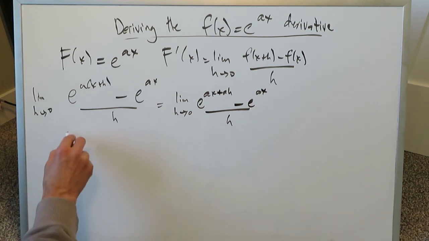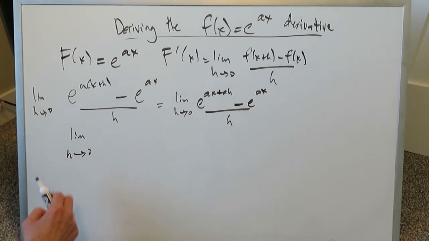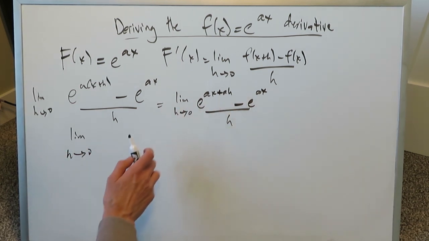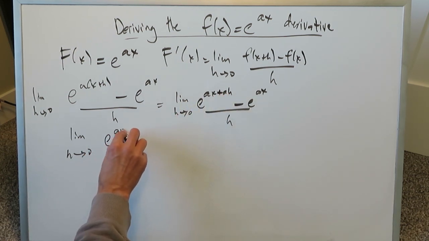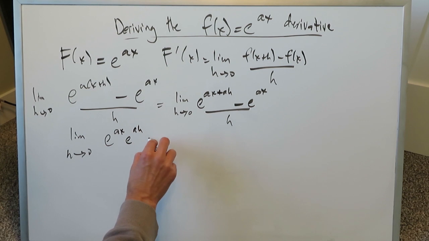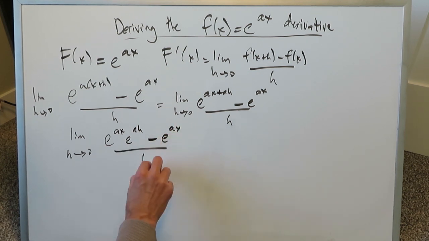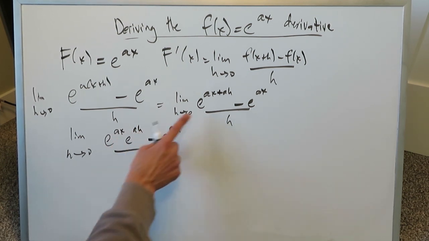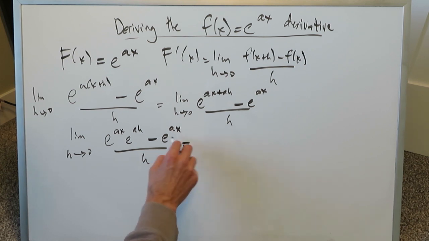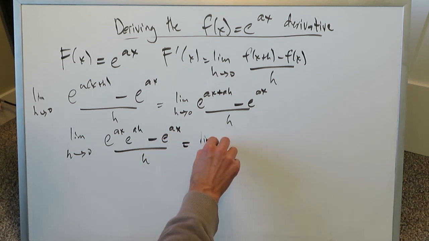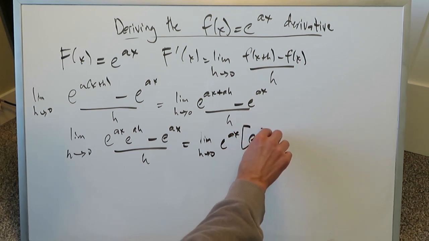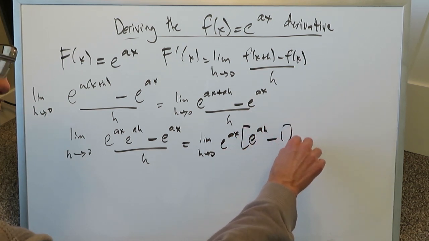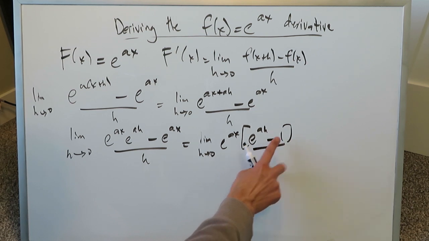You can rewrite this using the properties of exponents, same base. When you multiply them, their exponents add. You would really be looking at e to the ax times e to the ah, minus e to the ax, over h. You combine this and isolate e to the ax. You have limit h approaching 0, e to the ax, times e to the ah minus 1, bringing the h under this.